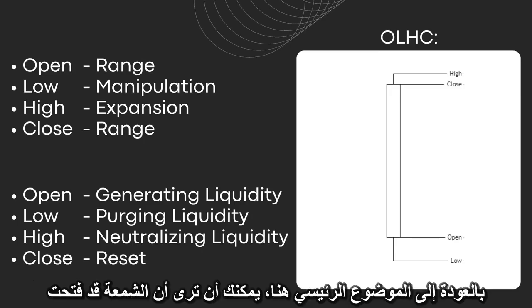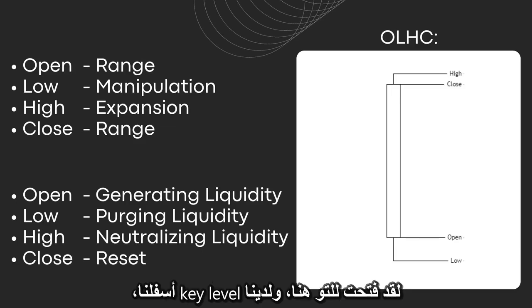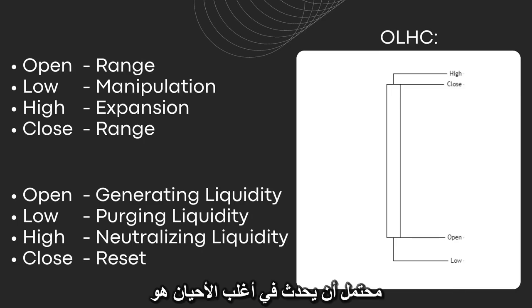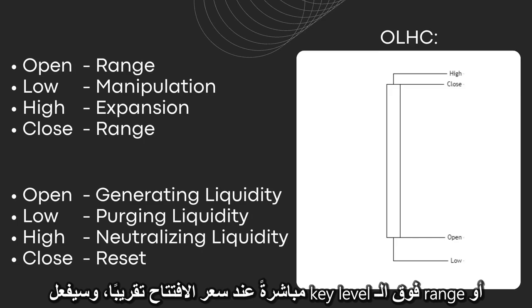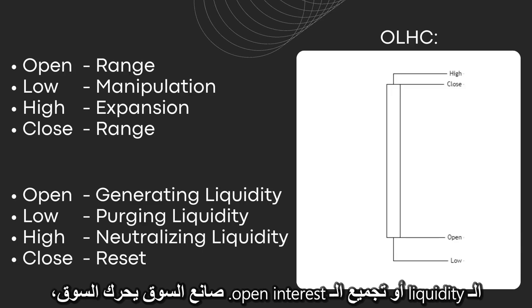So coming back to the main topic, right here you can see that the candle has opened, and let's say the candle hasn't done any of this, right? It's just opened right here, and we've got a key level below us, and the draw on liquidity is higher. Then based off of these factors, what is going to happen more often than not is that, first of all, price is going to form a ranging profile or a range just above the key level at around the opening price, and it's going to do that for one thing: to generate liquidity or to accumulate liquidity or open interest, right?